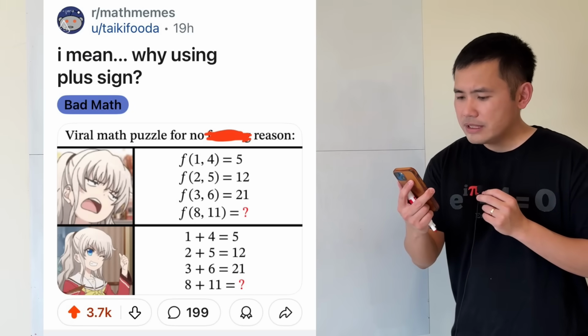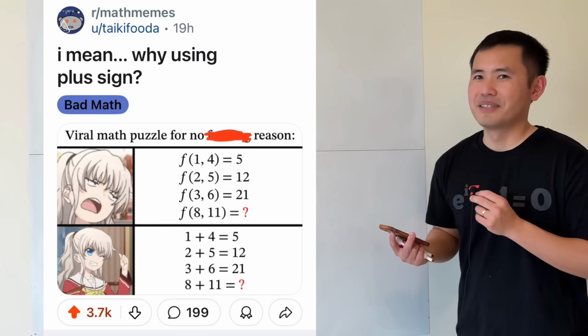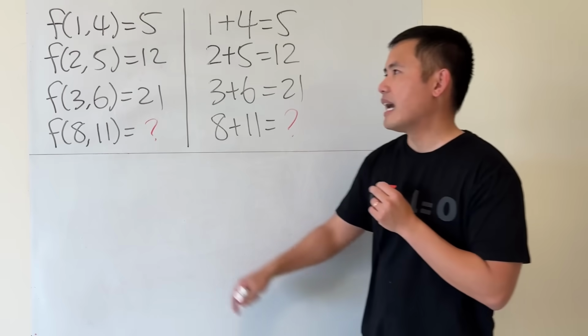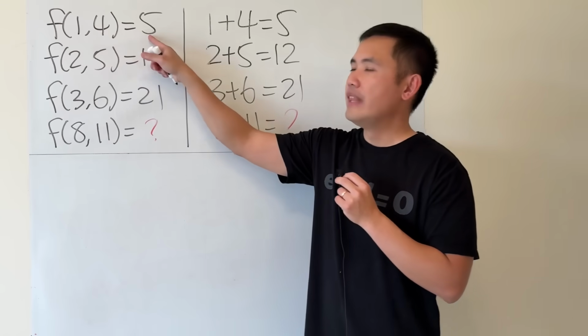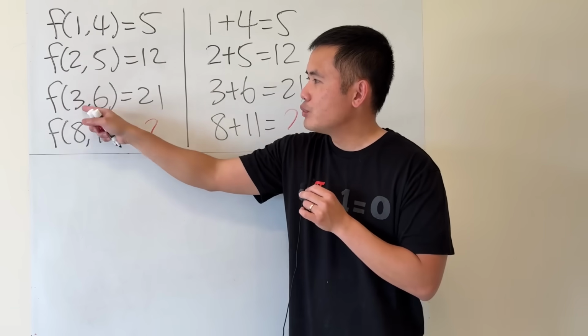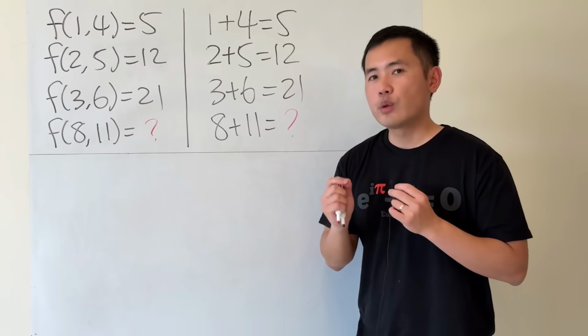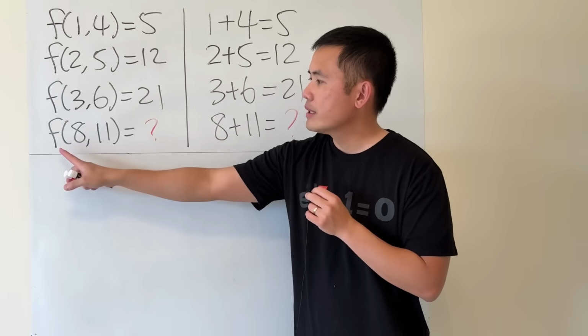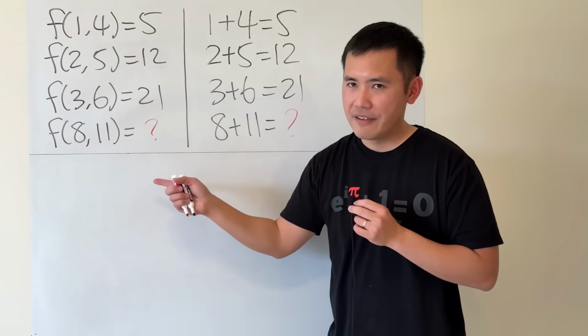I mean, why using plus sign? Let's take a look. The top portion is saying that if we have f of 1, 4, then we will get 5. F of 2, 5, we get 12. F of 3, 6, we get 21. And the question is, based on this, what's f of 8, 11?